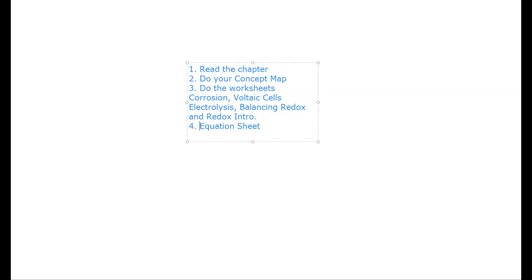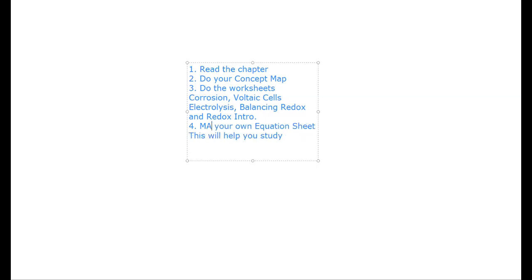So equation sheet, make your own equation sheet. You can do this by hand, because if you write it out, you will understand it much better. If you want to do it on the computer, that's fine. Make it by hand first. Write them down. If you write them down, you will remember it better. So make your own equation sheet. This will help you study. So do that. Those are the things that I want you to do.